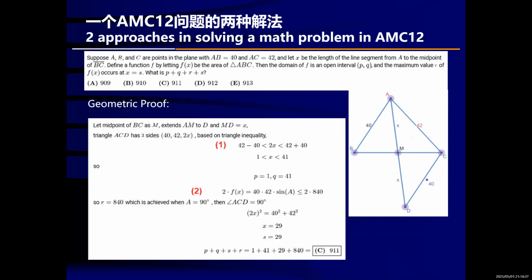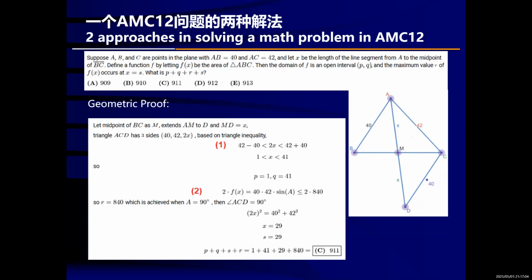We already explained M is the midpoint of BC. It is also the midpoint of AD. Now, let's look at the triangle ACD. This triangle has three sides: 40, 42, and 2x, right? Perhaps you may ask, I don't understand why CD is also 40.